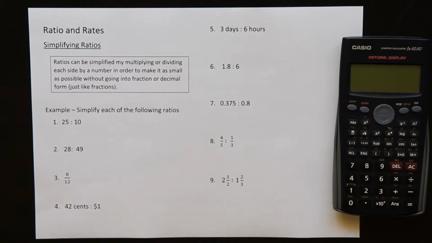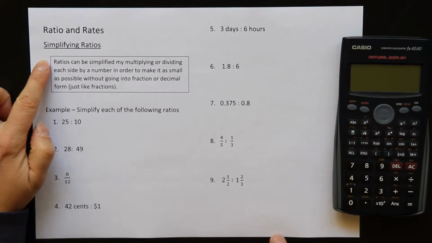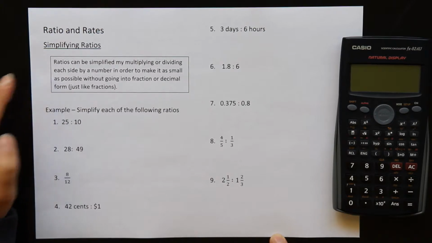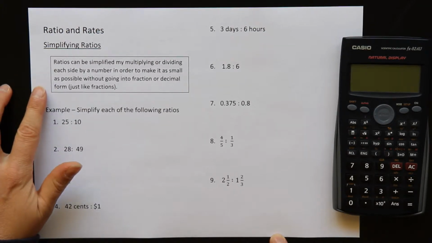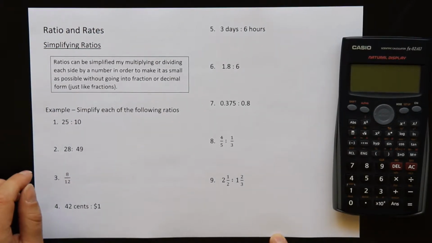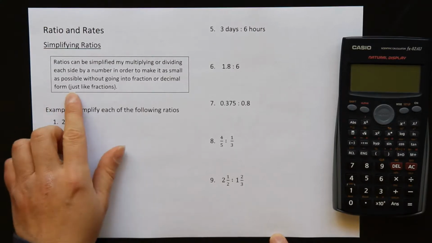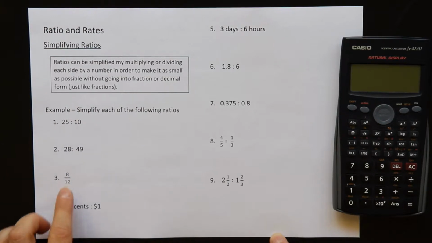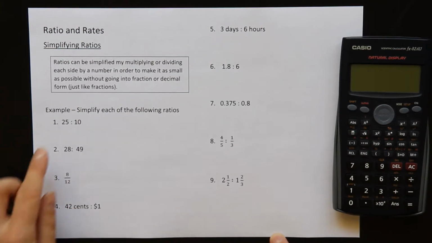Today we're doing our second lesson on ratio and rates, and today we are going to learn to simplify our ratios. So ratios can be simplified by multiplying or dividing each side by a number in order to make it as small as possible without going into fraction or decimal form. Simplifying them is a lot like simplifying fractions. In fact, some of them even are fractions. So let me show you how to do that.